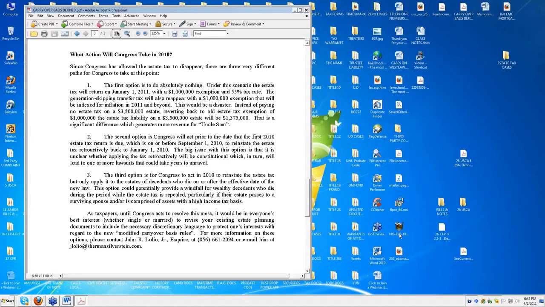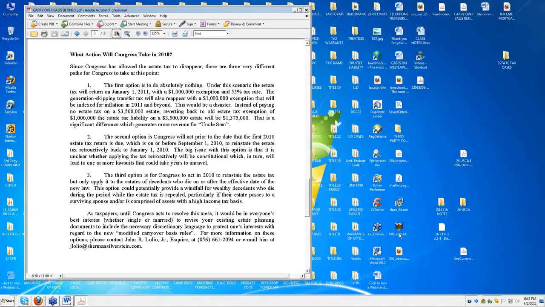Instead of paying no estate tax on a $3,500,000 estate, reverting back to an old estate tax exemption of $1 million, the estate tax liability on a $3,500,000 estate will be $1,375,000. That is a significant difference which generates more revenues for Uncle Sam.